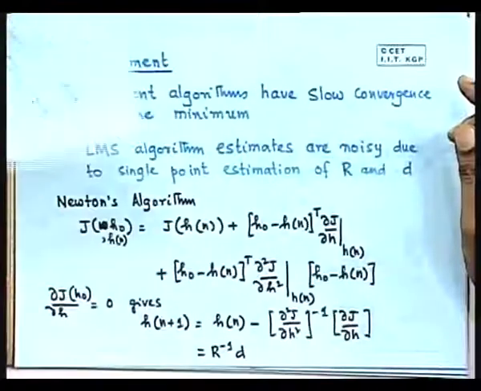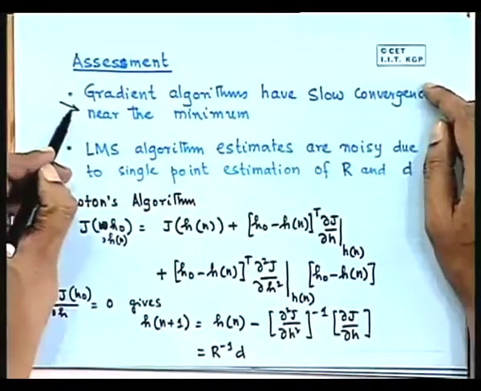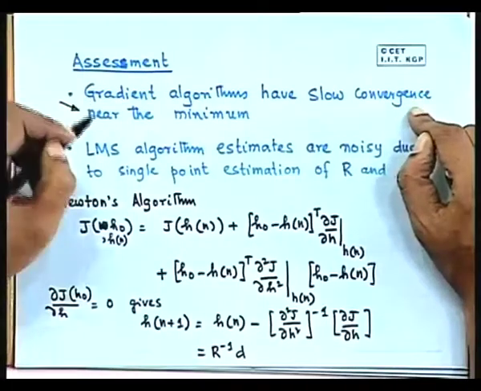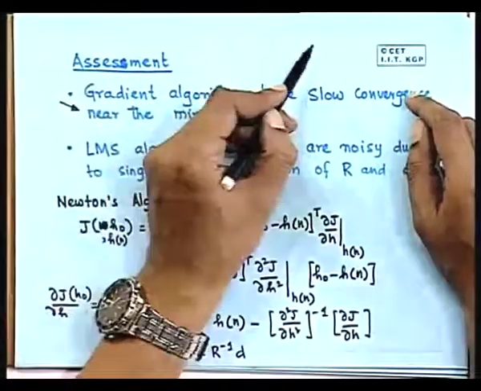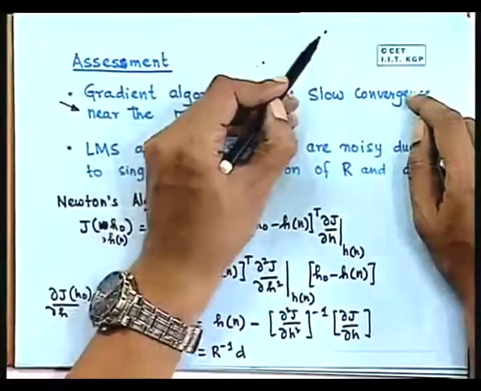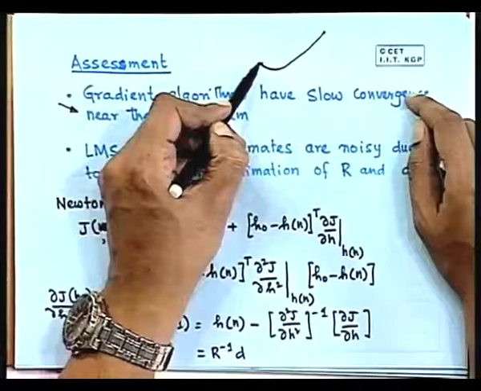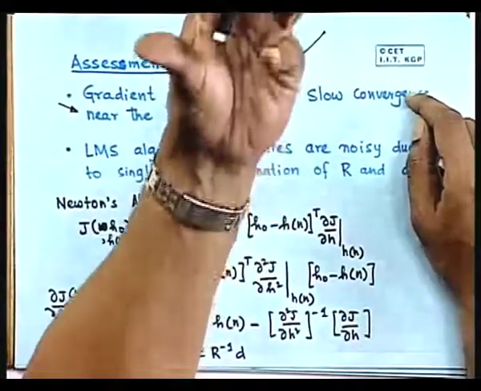But there is a basic problem of all gradient algorithms. All gradient algorithms, including numerical optimization and numerical solution algorithms, have this problem: they have very slow convergence near the minimum. Suppose you are here and here is the minimum. Initially they will come very close fast, but then towards the end they will become slow, because the magnitude of the gradient itself will become smaller, because at the optimum del j del h is equal to 0. That is how it is a minimum.